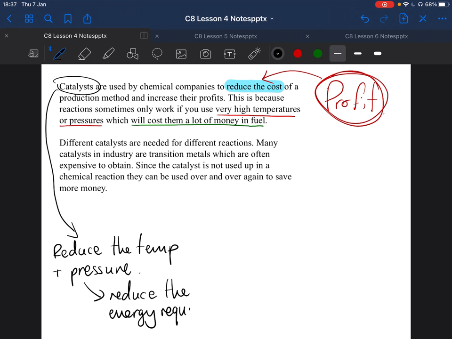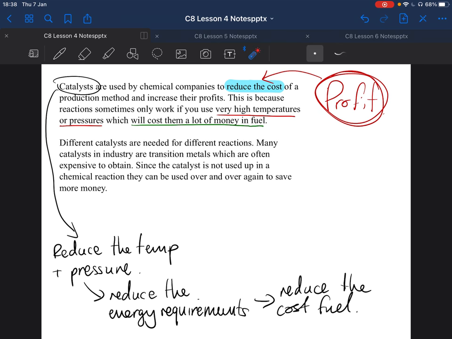And if you reduce your energy requirements, you reduce the cost of fuel. So if you can make more chemical for less money, you can make more profit. Okay, guys? Another thing you need to consider is the type of catalyst that you're using.